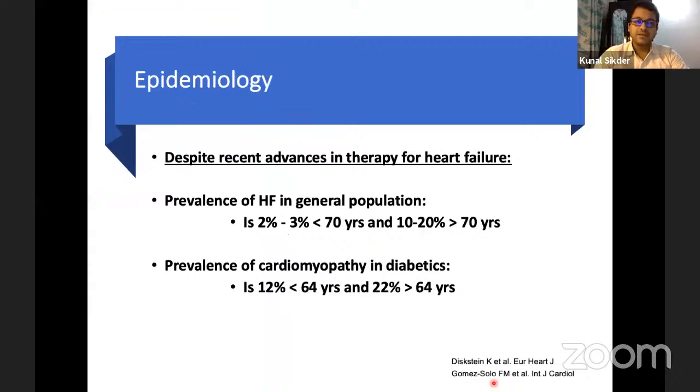The prevalence of heart failure in the general population is about 2 to 3% in the under-70 age group, and over 70 years it is about 10 to 20%. And for cardiomyopathy in diabetics, so the people who have diabetes, are they going to have cardiomyopathy in future? It is 12% in those less than 64 years of age, and about 22% in those greater than 64 years.